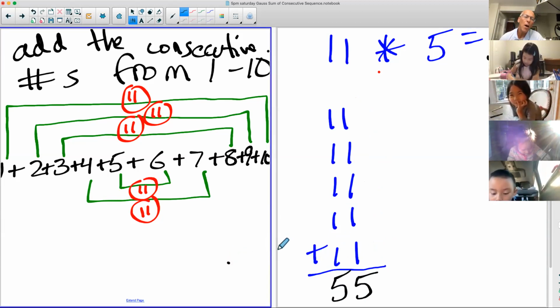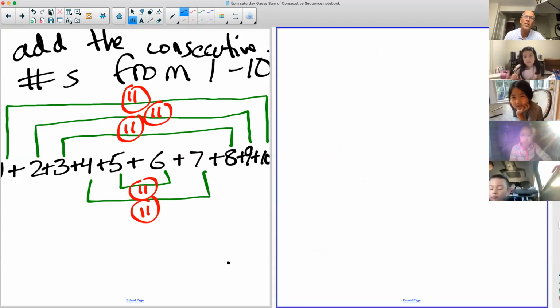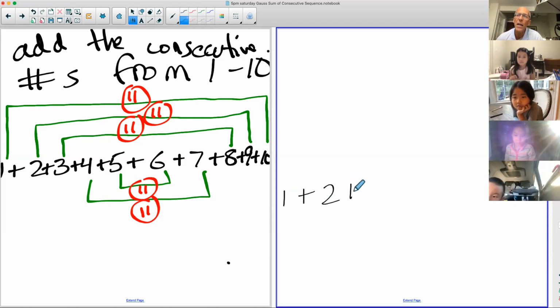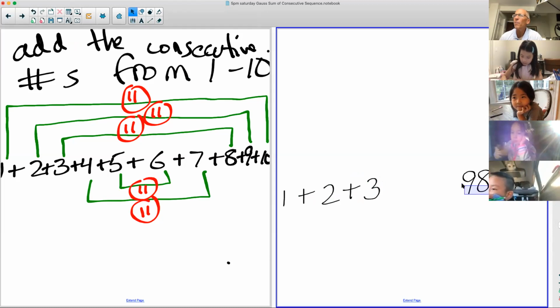Now, who thinks they know what Gauss did on that very, very special day? So Gauss wrote out the numbers. Ready for this? All he wrote on his piece of paper was 1 plus 2 plus 3, 98 plus 99 plus, oops, hold on. I want to give myself a little more room here.